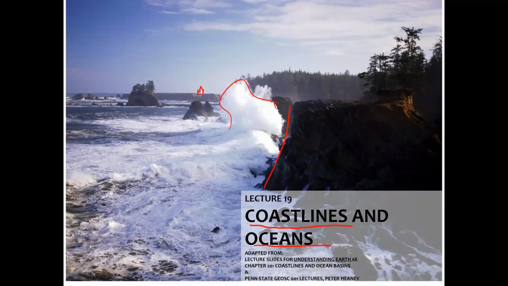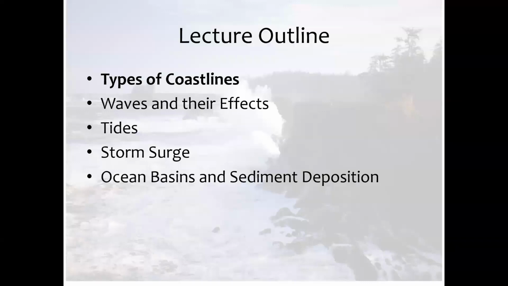Why is it that some coastlines are really rocky like this and other ones are sandy like they are in North Carolina? We're going to talk a lot about that today. We will start this lecture by mentioning some types of coastlines. They are categorized in many different ways. Then we'll talk about waves and their effects, and tides, and storm surge. And finally, we'll talk about ocean basins and the sediment that gets deposited in them.